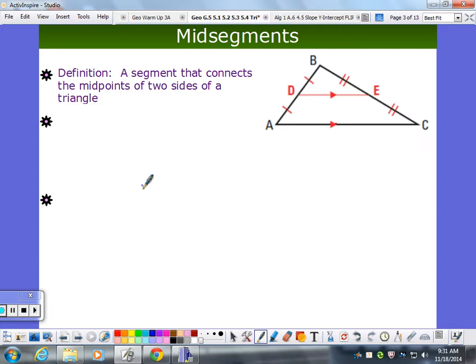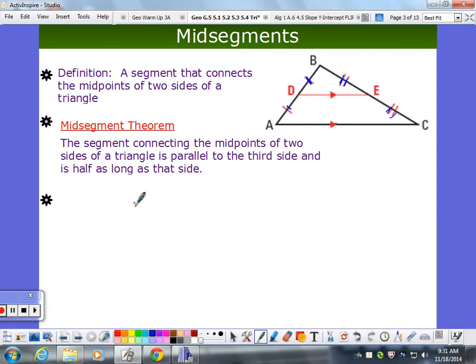Okay, so again, what is a midsegment? A midsegment is a segment that connects the midpoints of two sides of a triangle. So here we go. Here's my triangle. I know it's a midpoint because I can see these little congruence markers. So we've got this thing here. There's certain little properties that apply to this.